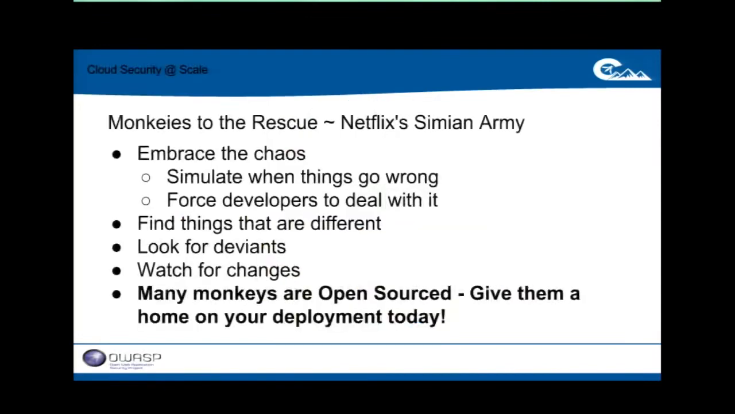So in summary, these monkeys are all about forcing developers to embrace chaos, getting them to understand that they can't expect a perfect world. Their applications need to be resilient to that. We do that by forcing them to be exposed to that chaos. We're looking for things that are different and making them be consistent. We're looking for audit changes. And a lot of these are open sourced. Feel free to check them out.